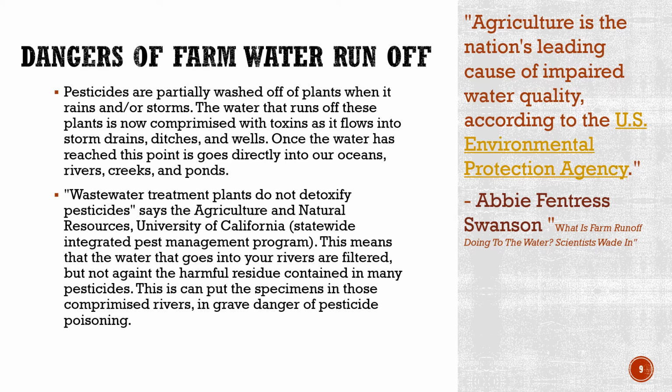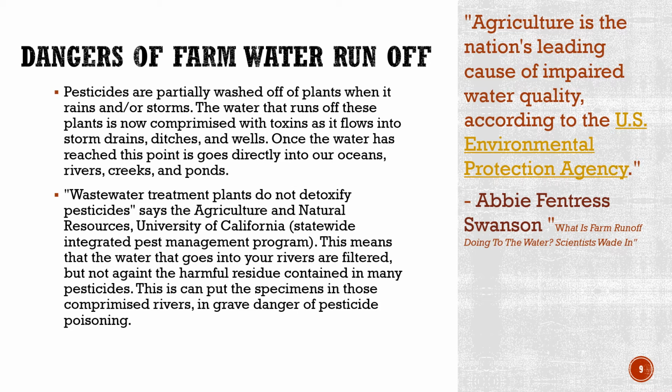Dangers of farm water runoff. Pesticides are partially washed off of plants when it rains and/or storms. The water that runs off these plants is now compromised with toxins as it flows into the storm drains, ditches, and wells. Once the water has reached this point, it goes directly into our oceans, rivers, creeks, and ponds. Wastewater treatment plants do not detoxify pesticides, says the Agricultural and Natural Resources University of California.